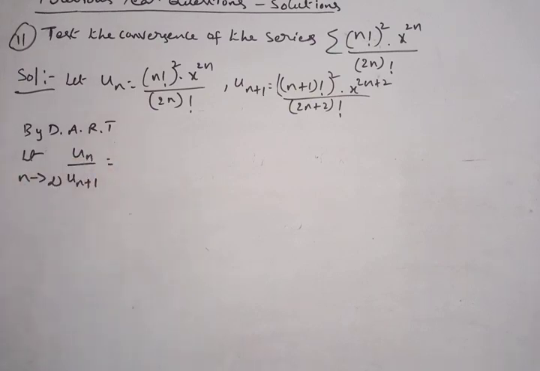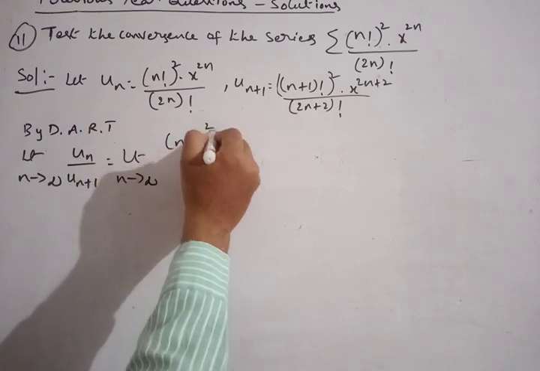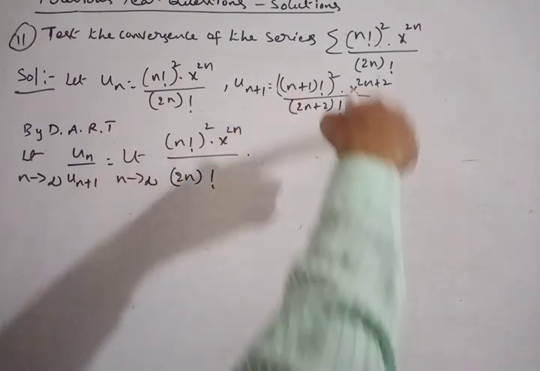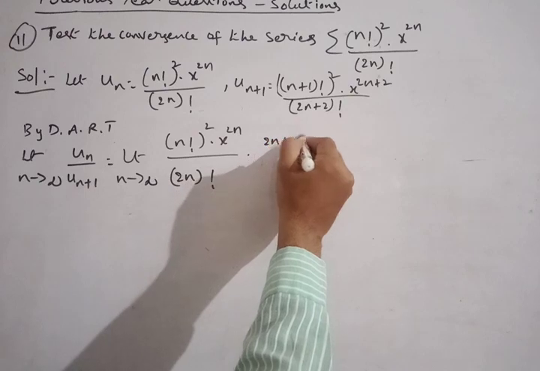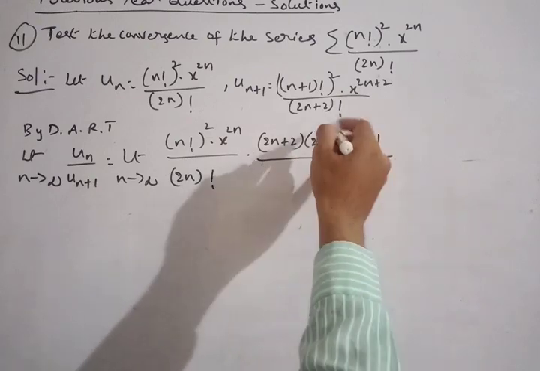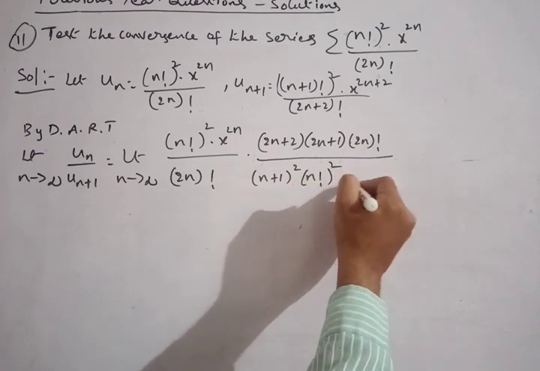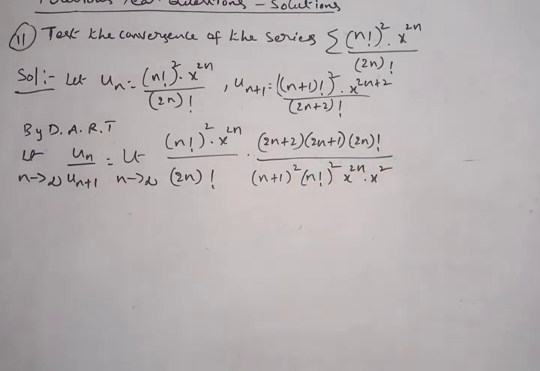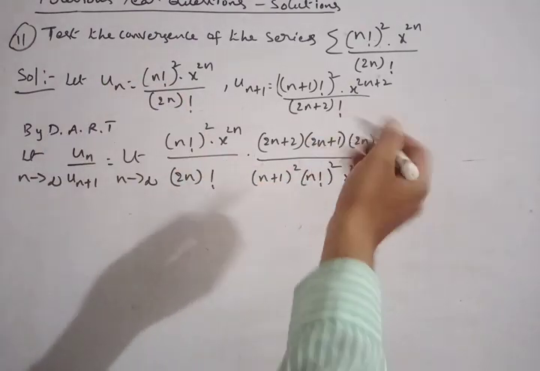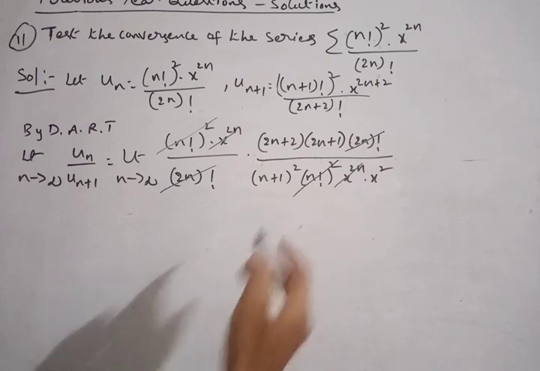So limit n tends to infinity u_n by u_(n+1). What is my u_n value? (n!)^2 x^(2n) by (2n)! divided by this, no? So this will go to numerator, (2n+2)! can be written as (2n+2)(2n+1)(2n)!. Don't write it in exam directly, just solve. ((n+1)!)^2 can be written as (n+1)^2 (n!)^2, x^(2n) into x^2. Since we are solving so many problems, that's why I wrote directly. Don't do like that. Write stepwise. So (2n)! got cancelled, x^(2n) got cancelled, (n!)^2 got cancelled.